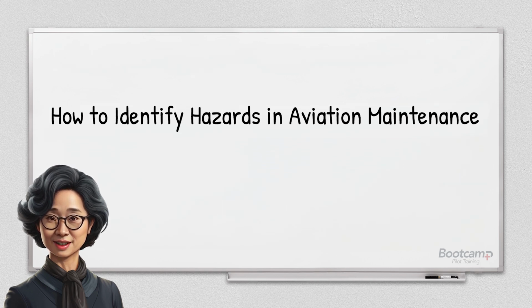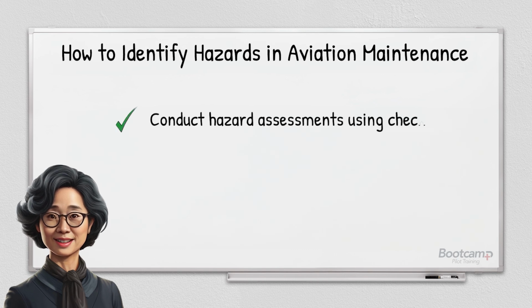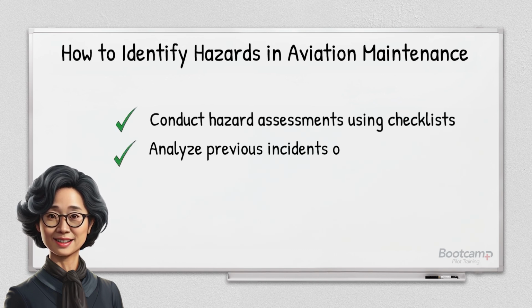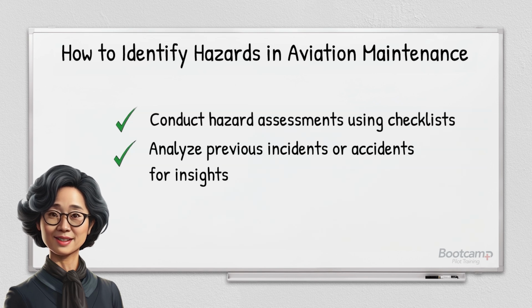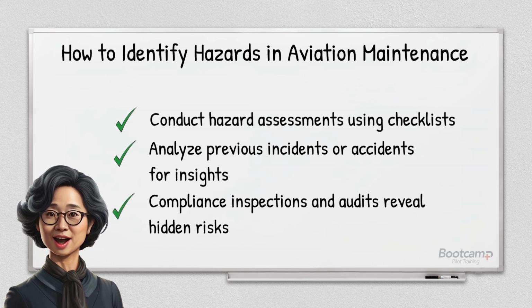Identifying hazards in aviation maintenance involves structured methods. Using checklists is a primary way to conduct hazard assessments. Analyzing lessons learned from past incidents or accidents also offers valuable insights. Compliance inspections and audits further highlight risks that may not be immediately visible.